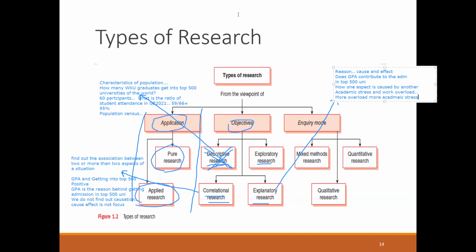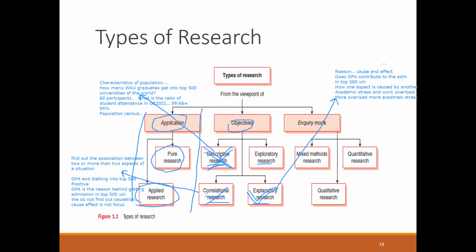So in correlational research, we are not trying to find out the cause and effect relationship. We are only focused on whether two aspects of the situation are related to each other or not. But in explanatory research, our focus changes. We are interested in whether one thing is the reason behind another thing. So explanatory research is more superior as compared to correlational research.